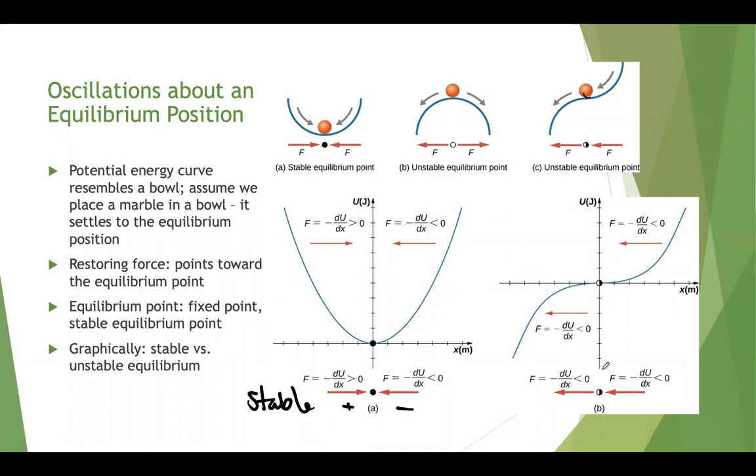In this case, these are unstable because one of them is negative and the other one is also negative. Okay. And they are pointing in the same direction. So this one is unstable.